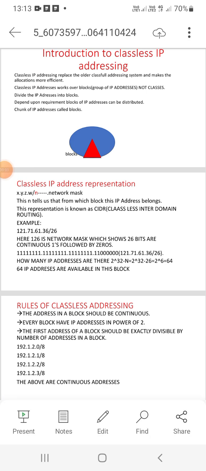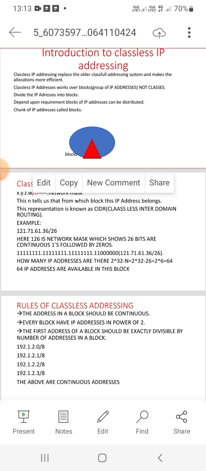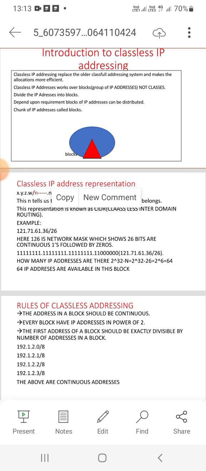Today I want to explain an introduction to classless IP addressing. What is meant by classless IP addressing? We have already seen classful IP addressing. There are 5 classes: class A, class B, class C, class D, class E. Now today, classless IP addressing. There are no classes.